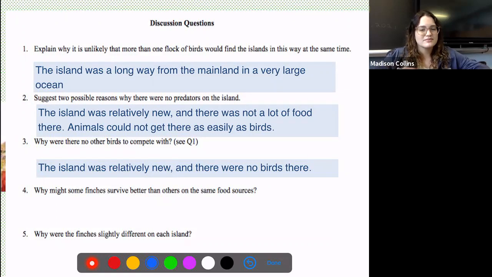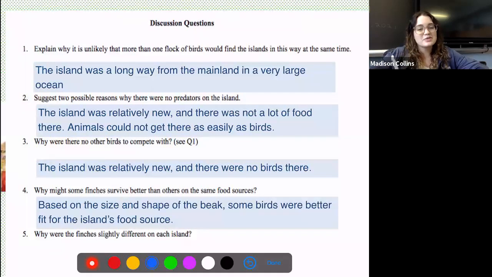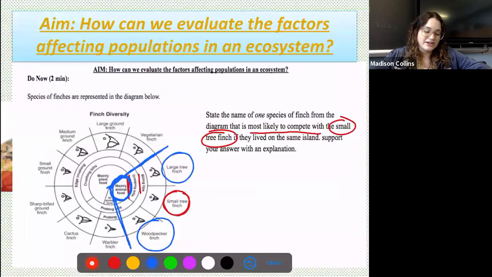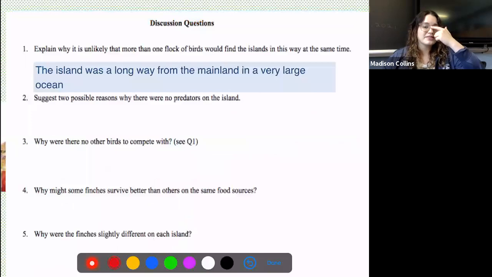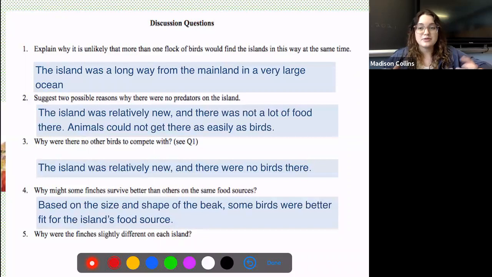Right, number four, why might some finches survive better than others on the same food sources? What do we think? Well, based on the size and shape of their beak, some birds are going to be better fit for those islands' food sources. Remember looking at that diagram earlier, we saw that each of these birds had different beaks that were equipped for different mechanisms, right? We saw that our small tree finch had biting tips and grasping bills, but if we look over here, our small ground finch has a beak with edge-crushing tips and crushing bills, and then our warbler finch has got a probing bill, right? They're all equipped for different jobs. And so because of that, based on the different food sources that are available, some are going to be better equipped and more fit for that environment than others will be.